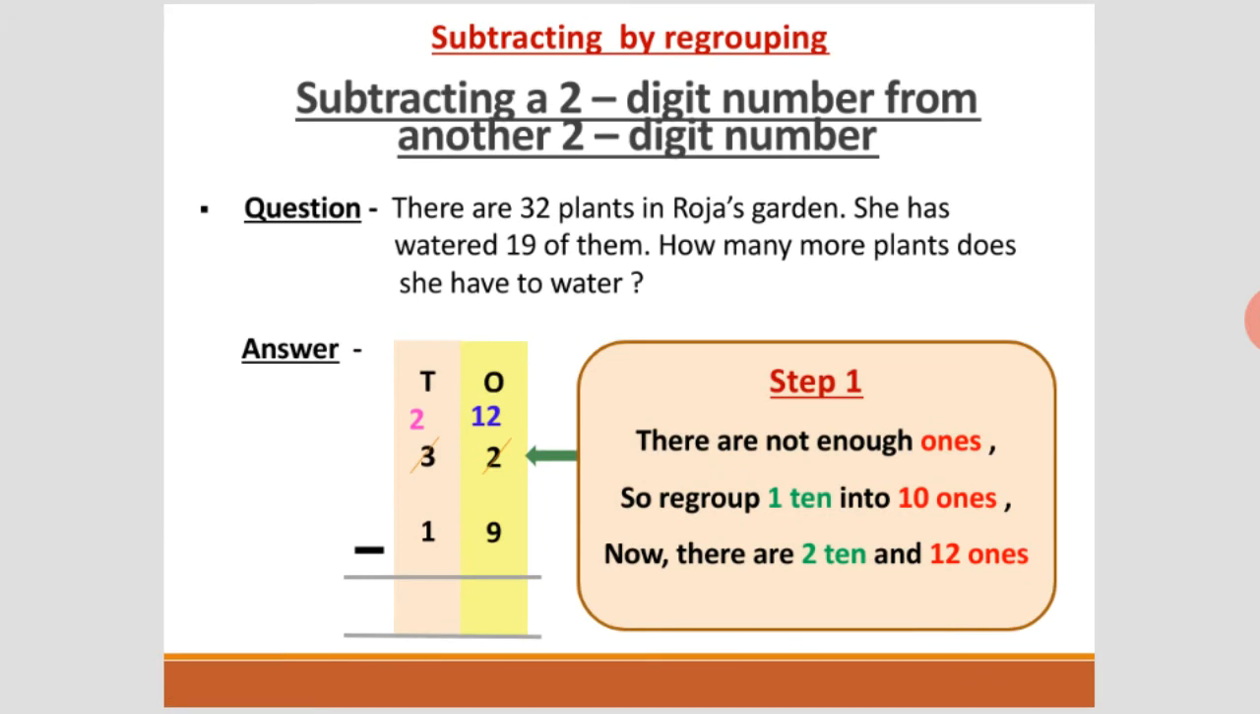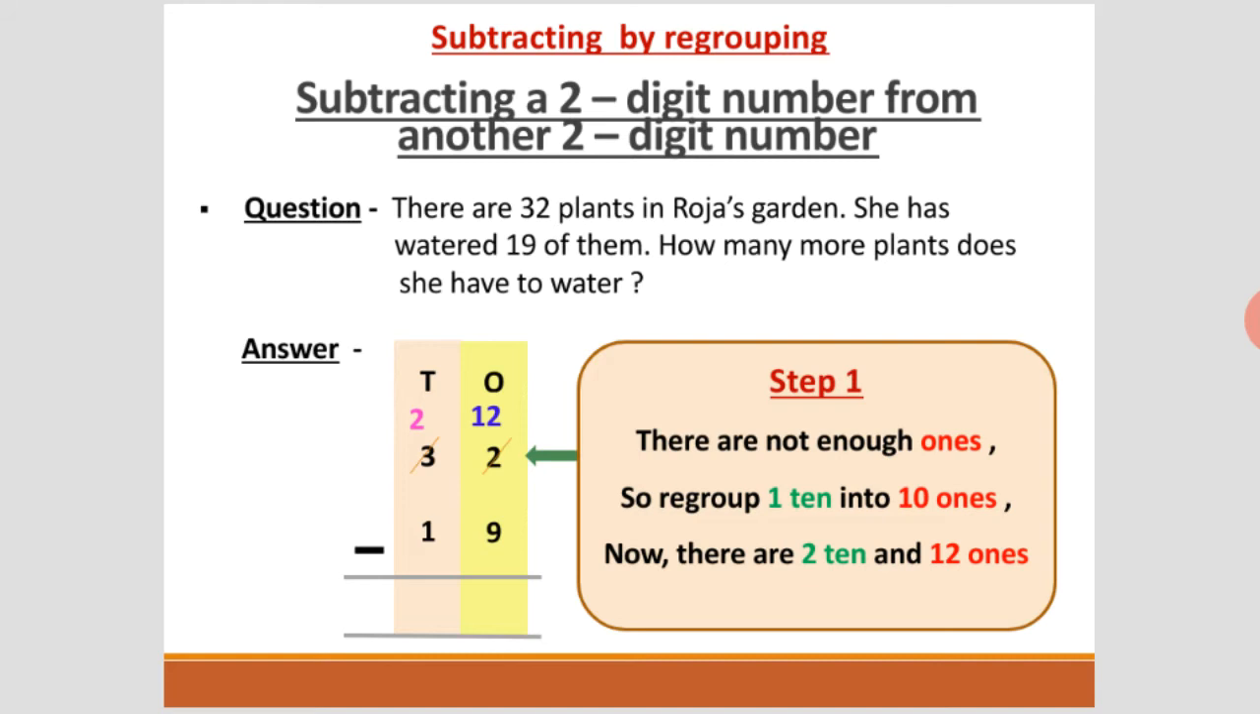Next, subtracting by regrouping. Second subtopic, subtracting a two-digit number from another two-digit number. Here, let's take a question as an example. The question is, there are 32 plants in the rose garden. She has watered 19 of them. Now, how many more plants does she have to water?